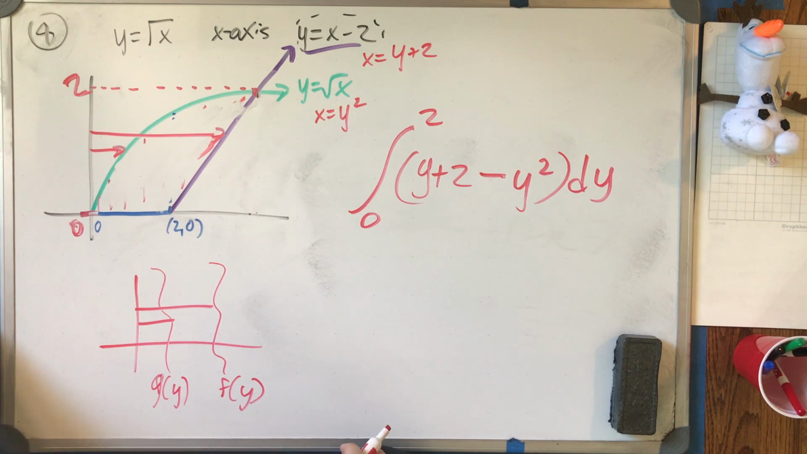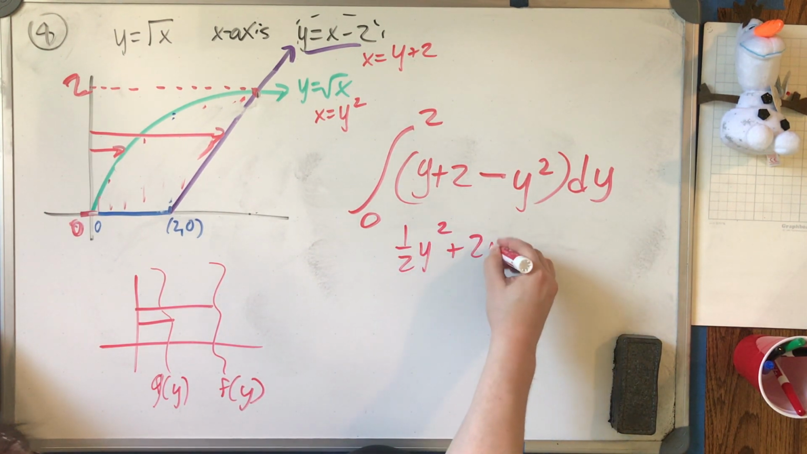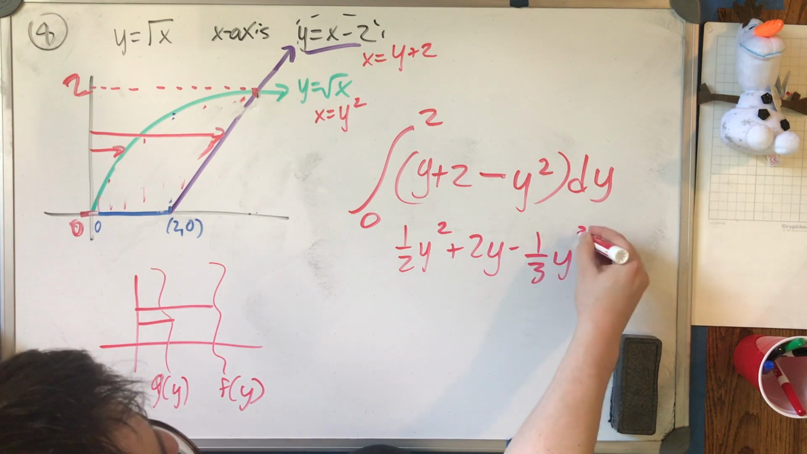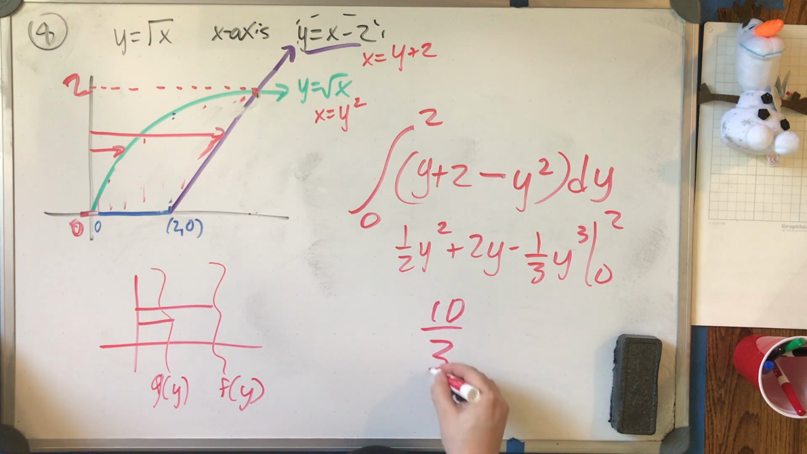And now everything is exactly the same, we're just dealing with a different letter, so I'm going to have 1/2 y squared plus 2y minus 1/3 y to the third from 0 to 2. Plug in all of those numbers, and what do you know? We still get that 10/3 units squared.